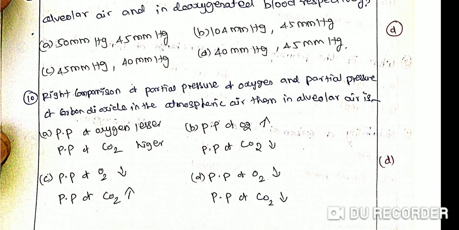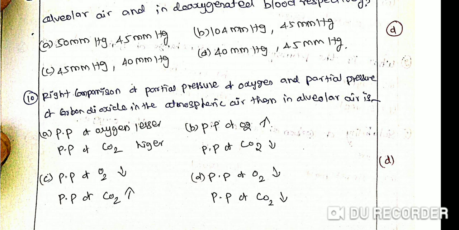Write the comparison of partial pressure of oxygen and partial pressure of carbon dioxide in atmospheric air than alveolar air. Option A partial pressure of oxygen lesser, partial pressure of carbon dioxide higher. Option B partial pressure of oxygen higher, partial pressure of carbon dioxide lesser. Option C partial pressure of oxygen lesser, partial pressure of carbon dioxide higher. Option D partial pressure of oxygen lesser, partial pressure of carbon dioxide lesser. The correct answer is option B partial pressure of oxygen higher, partial pressure of carbon dioxide lesser.